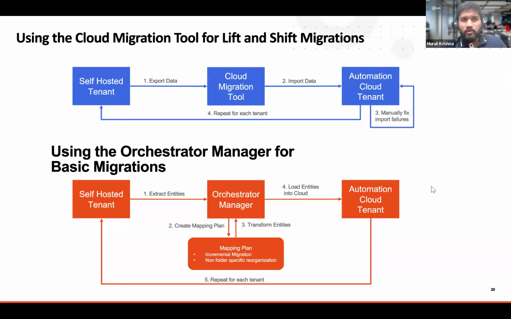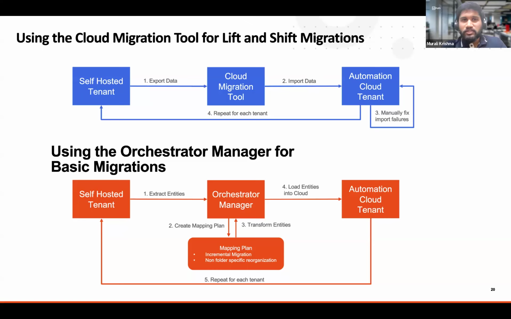So coming to cloud migration tools, the lift and shift migration approach. If you see here, there is a self-hosted tenant, which is nothing but our on-premises orchestrator environment. Basically, the tool will try to export the data at a time from the whole tenant instead of at folder or entity level. And it will keep the data in the local server.